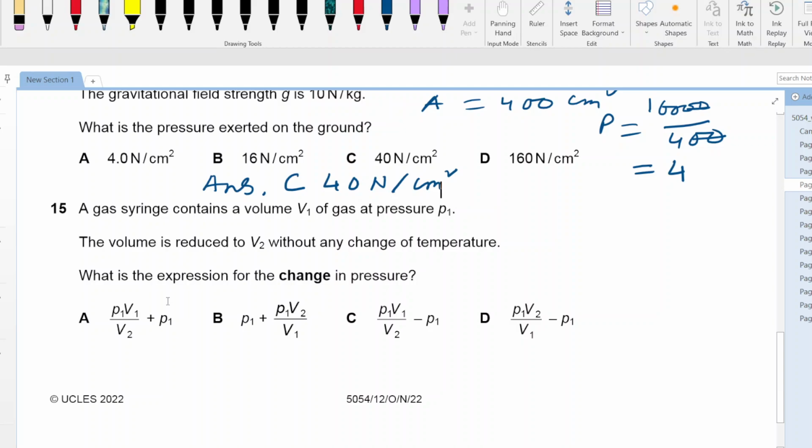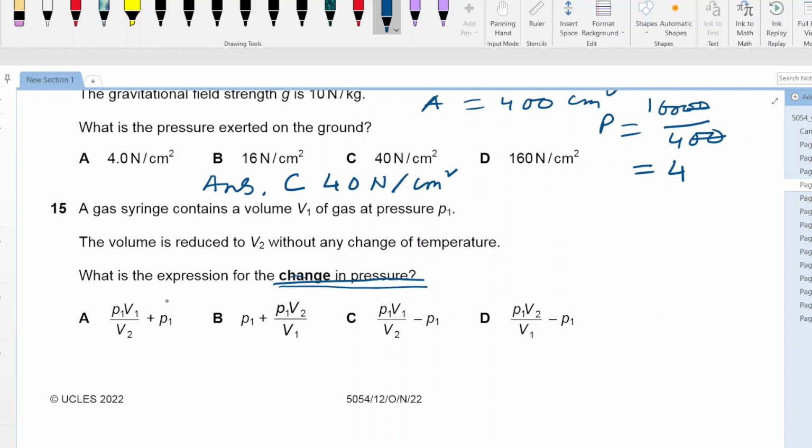At question 15, the gas syringe contains a volume V1 of gas at pressure P1. Volume is reduced to V2 without any change of temperature. What is the expression for change in pressure?